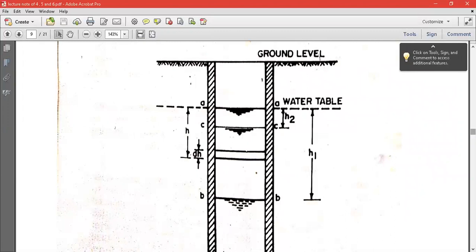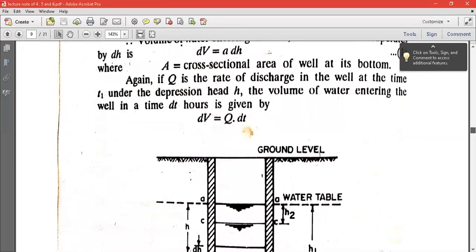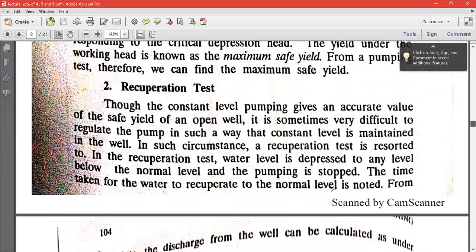So if we go for the mathematical derivation, then in derivative form we have to think of a small element of the cross section, and at a particular depression head, that is H, we have to consider dh, that is the recuperation amount dh at a particular time dt. I will come back to the figure once I elaborate the theoretical part.